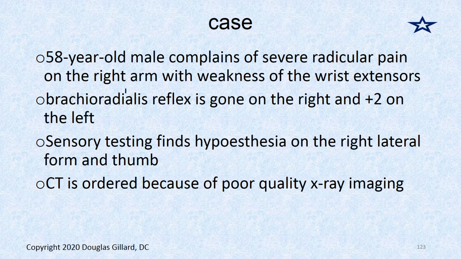Oh, it's another case. A 58-year-old male comes in. I remember this guy. Severe radicular pain in the right arm. Hang on, let me make a note of something here. Matching. Severe radicular pain in the right arm, weakness in the right wrist extensors, brachioradialis reflex is gone. Which one is that then? You're thinking C6 problem.